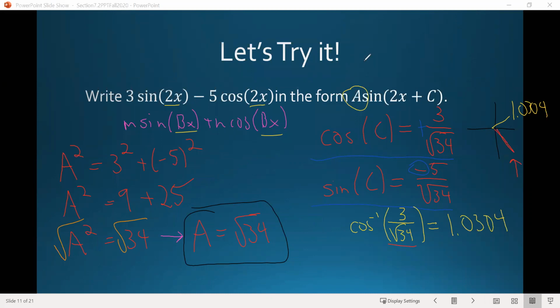But I can use that to find my value for c because I know that'll be my reference angle in the fourth quadrant. It's 1.0304. So to find the angle in the fourth quadrant then and the value for c, using that reference angle, I could do 2 pi minus that 1.0304. Okay, and when I do that, I end up with the value for c being 5.2528. And so therefore we know that our form that is a times sine of 2x plus c.